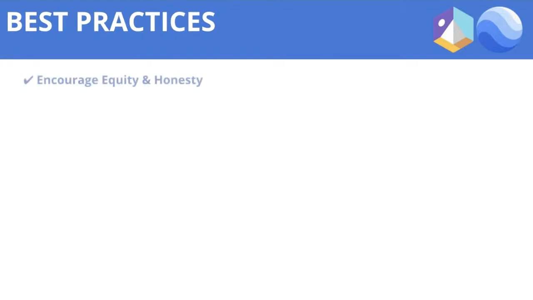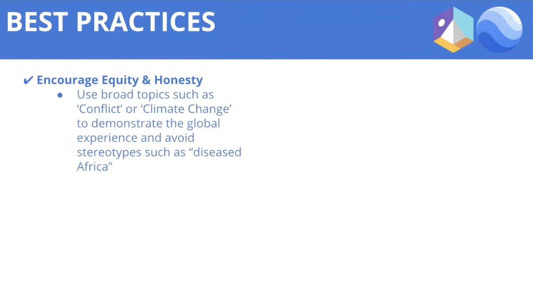So here are some best practices to think about as you guide your students in their journey of excellent storytelling. You want to encourage equity and honesty. So use broad topics if you can, like conflict and climate change. You want to avoid stereotypes. So if you're using places around the world, for example, that have conflict, don't focus on one region of the world. Focus on the whole world so that students learn that conflict is a human condition and not really isolated to one part of the world.